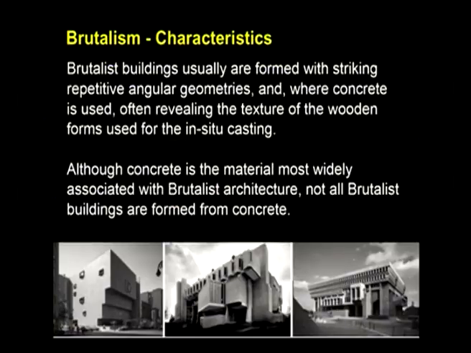What makes brutalist buildings? They are usually formed with striking repetitive angular geometries. Concrete is used predominantly, often revealing the true nature and texture of the material, sometimes even revealing the texture of the wooden forms that were used for in situ casting. Although most brutalist buildings are done with concrete, not all brutalist buildings are concrete, and you also cannot say any concrete building is not a brutalist building. So there are concrete buildings and there are brutalist buildings, and sometimes they might match.